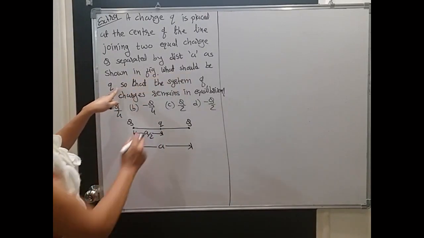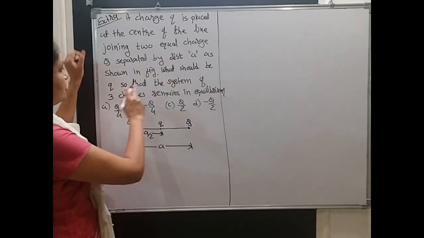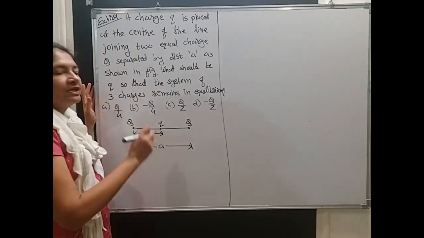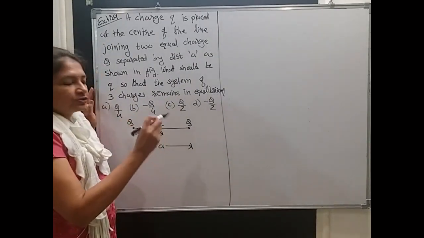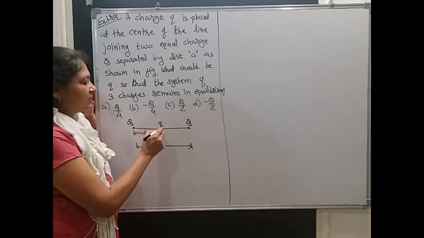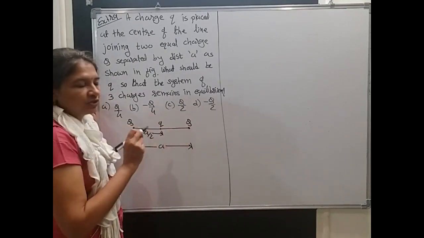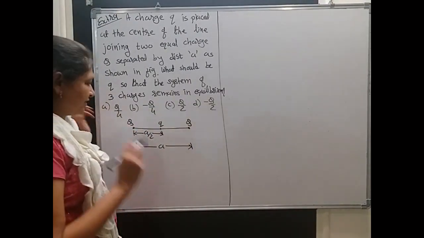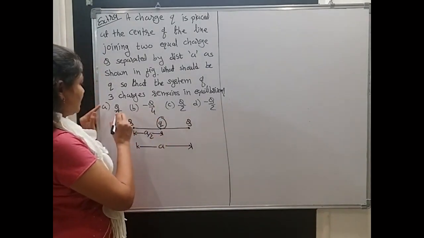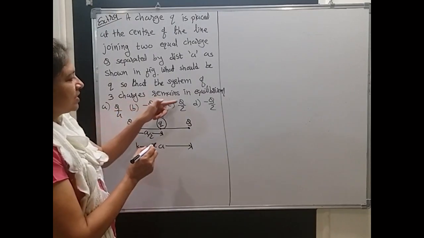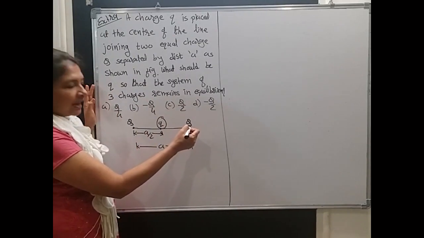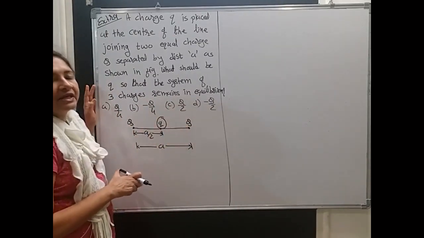What should be this q? I have to find sign also, so that system of three charges remains in equilibrium. Okay, the system is in equilibrium means net force acting on each of the charge is 0. Force acting on this Q, force acting on this Q as well as force acting on this Q is 0. Then only system remains in equilibrium. So what should be value of this q in terms of capital Q? See the options. Q by 4, minus Q by 4, Q by 2, minus Q by 2.